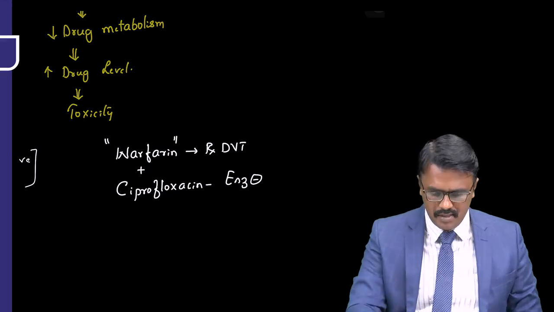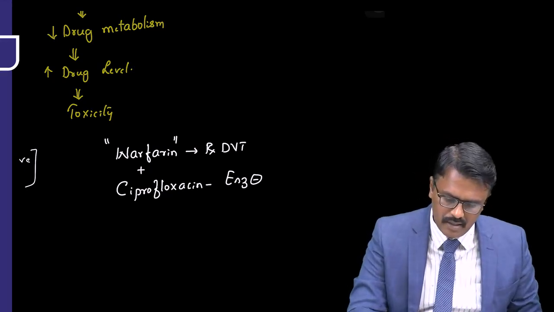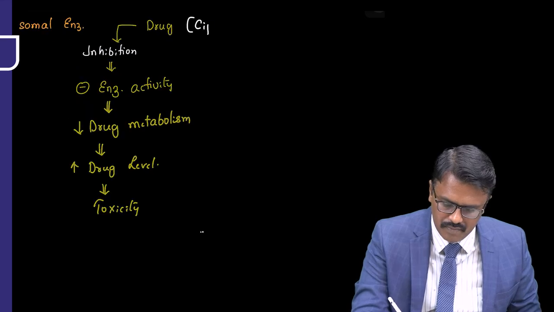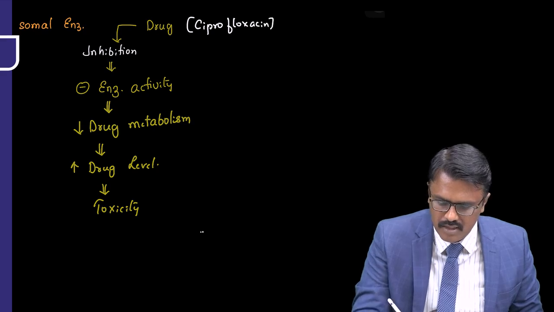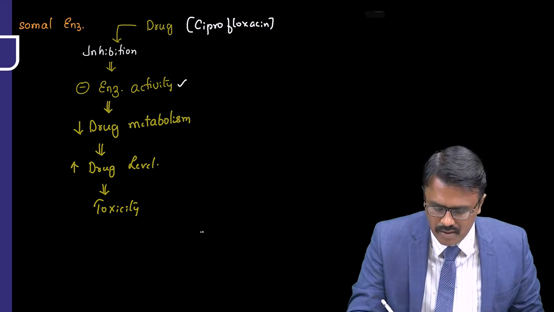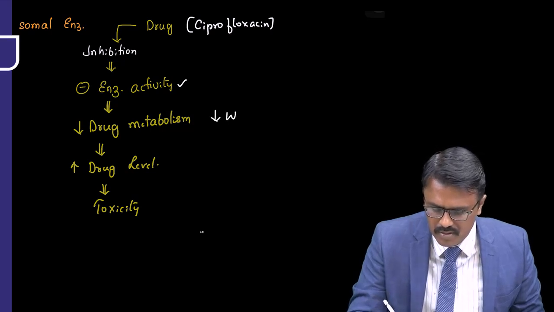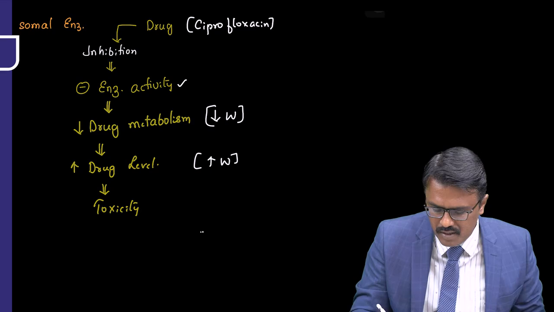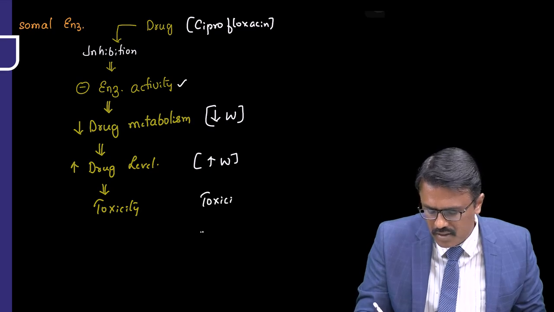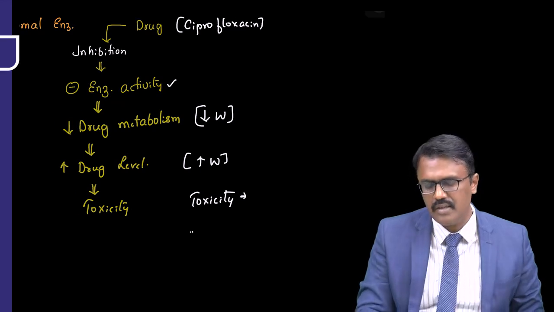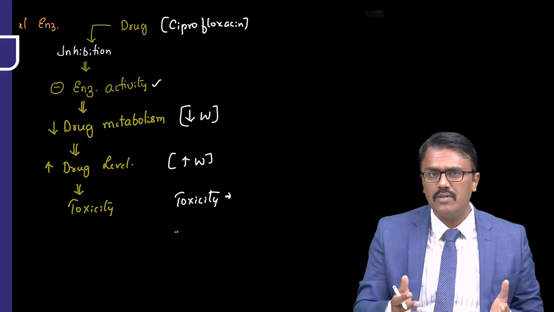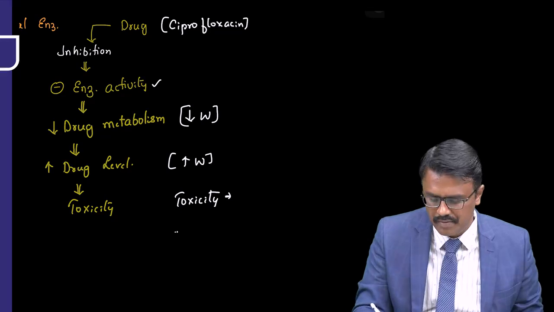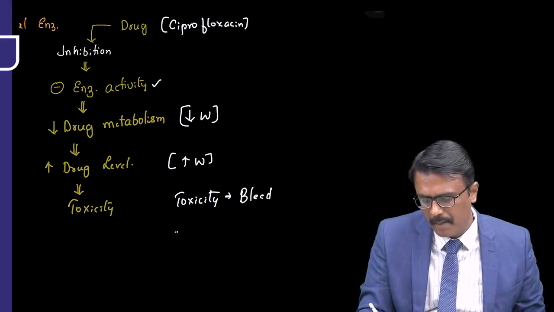Let us analyze. Let us come back to the chart. The drug is ciprofloxacin. So if I add ciprofloxacin, it will inhibit the enzyme activity. Now, what happens to the warfarin? There is decrease in warfarin metabolism. Now, what happens to the warfarin level? Increases. Now, what happens to warfarin toxicity? Now, what is the toxicity of warfarin? It's an anticoagulant. That means it will not allow the clot to form. So if the clot is not forming, what is the adverse effect? Bleeding. So the patient will have the risk of bleeding.